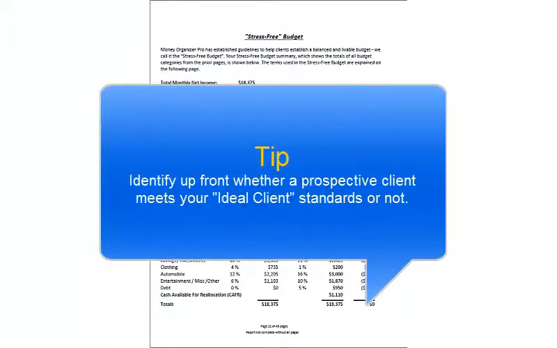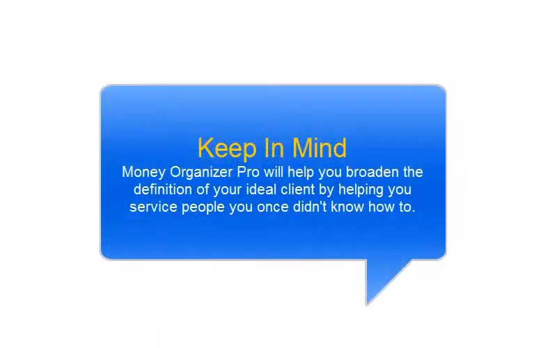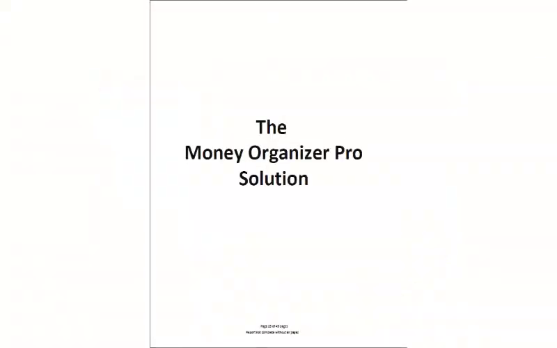In the 7 Steps to 7 Figures class, we talk about who is your ideal client and the importance of identifying them right up front so that you don't waste any time on those who are not your client. And keep in mind, Money Organizer Pro gives you the ability to identify those clients right up front with the wealth grading tool. And it provides you with a way to service a wider range of clients, including those you may have once thought you couldn't. Section 4 is the Money Organizer Pro solution.